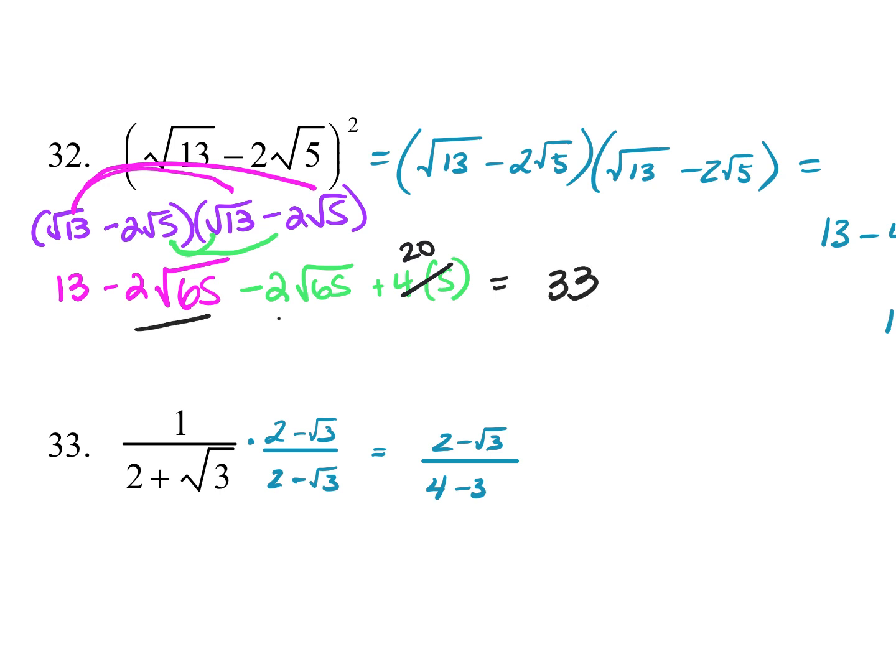And then these both have root 65, so minus 4 square root 65. Now you can test that 65 to see if you can break it down, but we know it's 5 and 13 because that's what we multiplied to get it. Neither of those repeat, and they're both prime. So my answer can stay just the way it is.